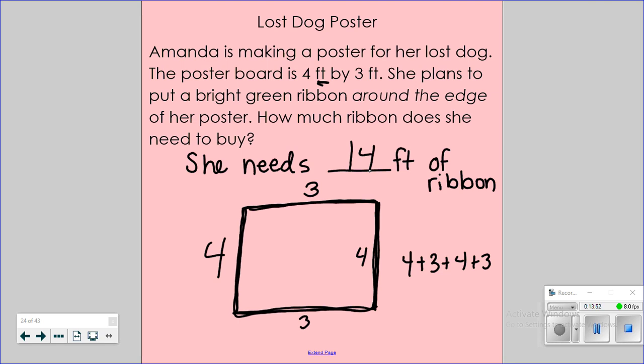So she has 12 units on the inside and 14 units around the outside. Area and perimeter are not the same. They can be the same number sometimes, but most of the time they are not the same. What measures the distance around? Perimeter. What measures the space on the inside?